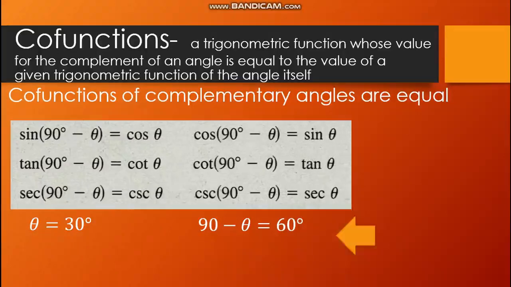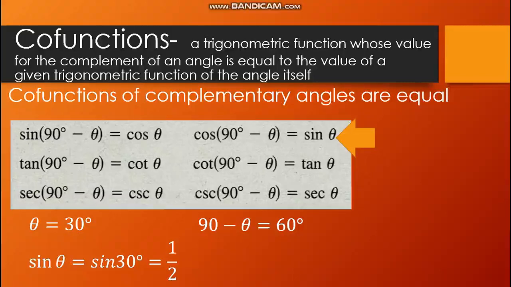So pag kinuha natin yung isang cofunctions natin na cosine quantity 90 minus theta is equal to sine theta, if theta is 30 degrees, therefore sine theta is equal to 1/2. Okay? So pag kinuha natin yung cosine 60, which is the complement of 30 degrees, they have the same values. Okay? So therefore cosine quantity 90 minus theta is the same as cosine 60 equal to 1/2.